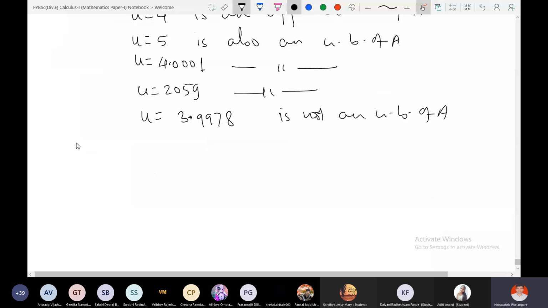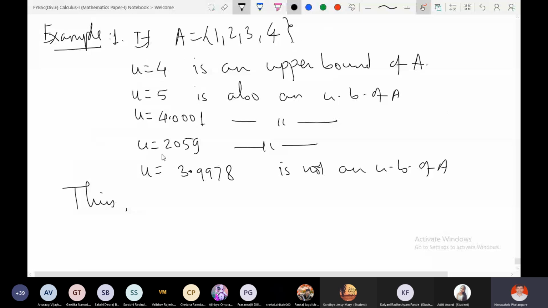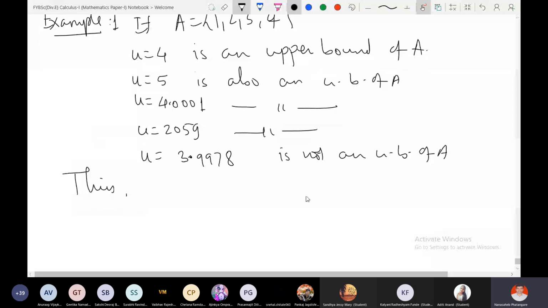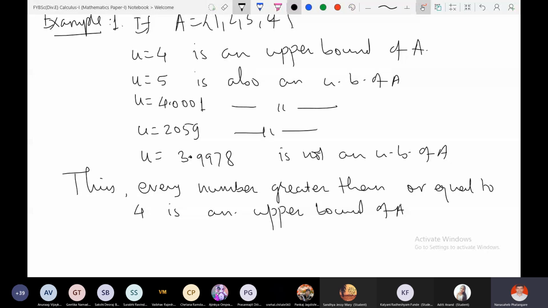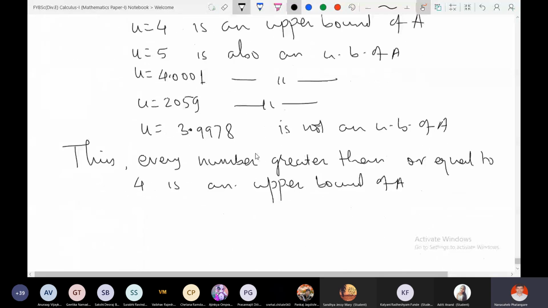So what is the conclusion? What we observe from this is just a simple observation. I am not saying anything difficult. Every number greater than or equal to 4 is an upper bound of A. So every number greater than or equal to this 4 is also an upper bound.